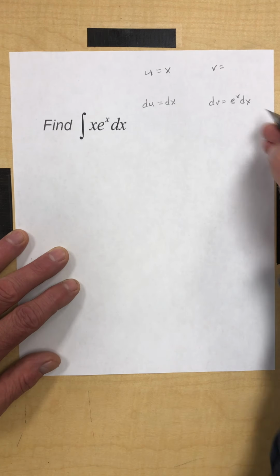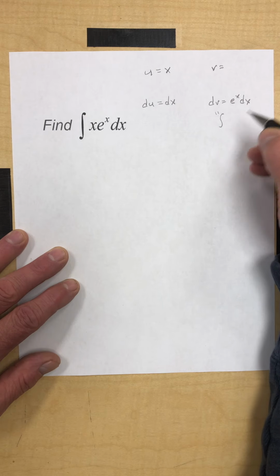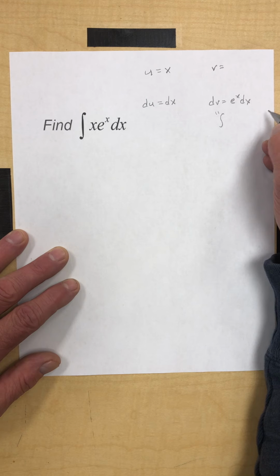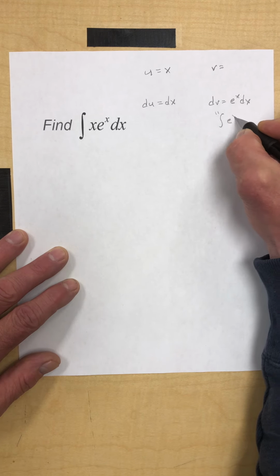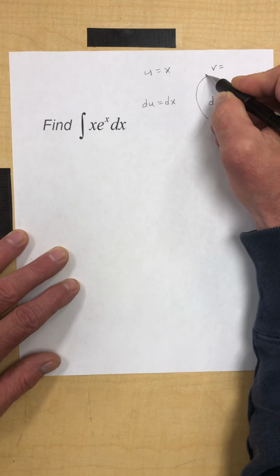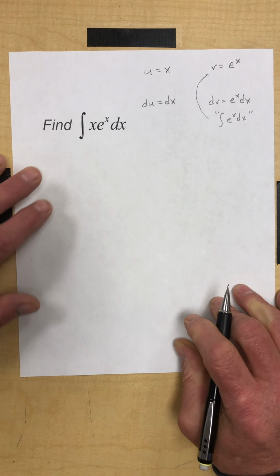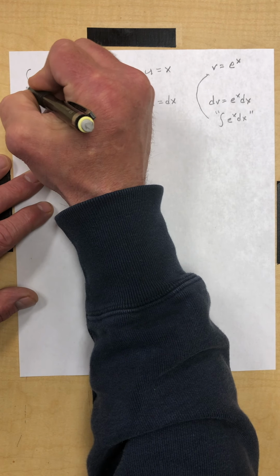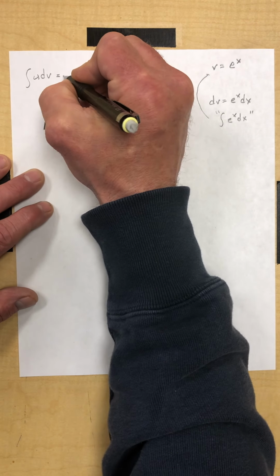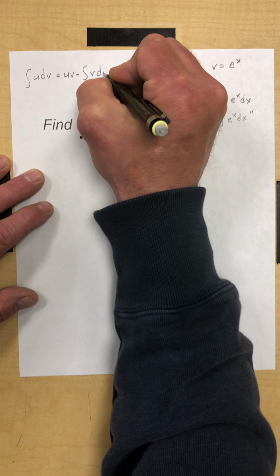Okay, and remember, this is the cool thing, when you take the derivative of e to the x, you get e to the x, which means that when you integrate e to the x, you get e to the x as well. So when I do this, to get back up to my v, I'm just going to get e to the x. Okay, so again, the integral of u dv equals u times v minus the integral of v du.